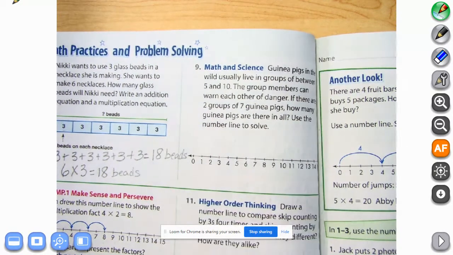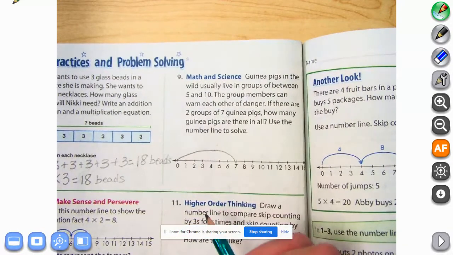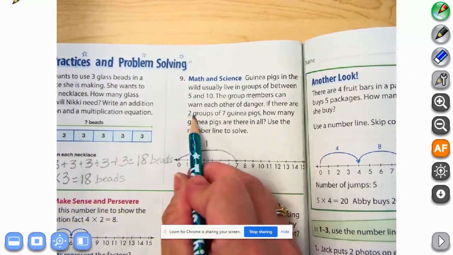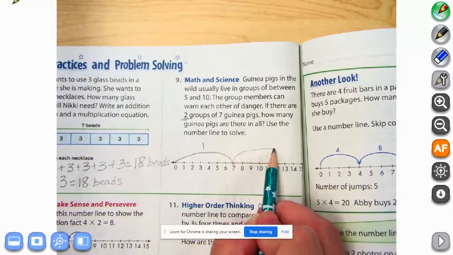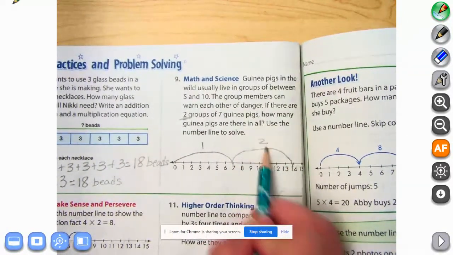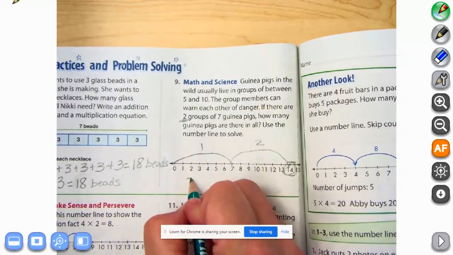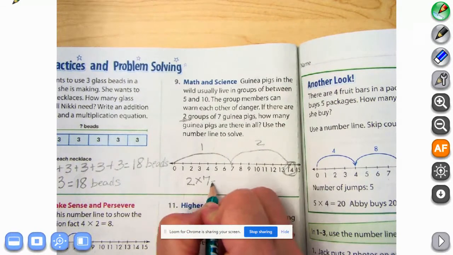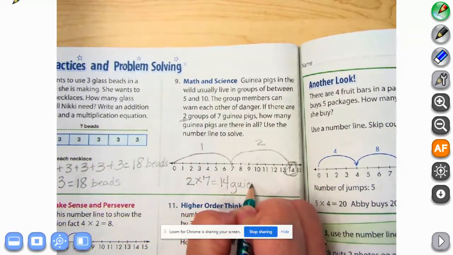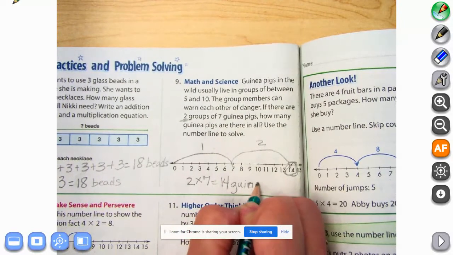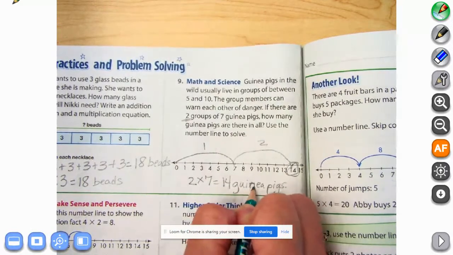Okay, so my jump is going to be a 7. So right away, I'm just going to jump 1 jump to 7. And that's my first jump. It says there's 2. So now I'm going to count 1, 2, 3, 4, 5, 6, 7. That's my second jump. And I landed on 14. So 2 groups of 7 equals 14 guinea pigs. Oops, guinea pigs. I love guinea pigs. Okay.